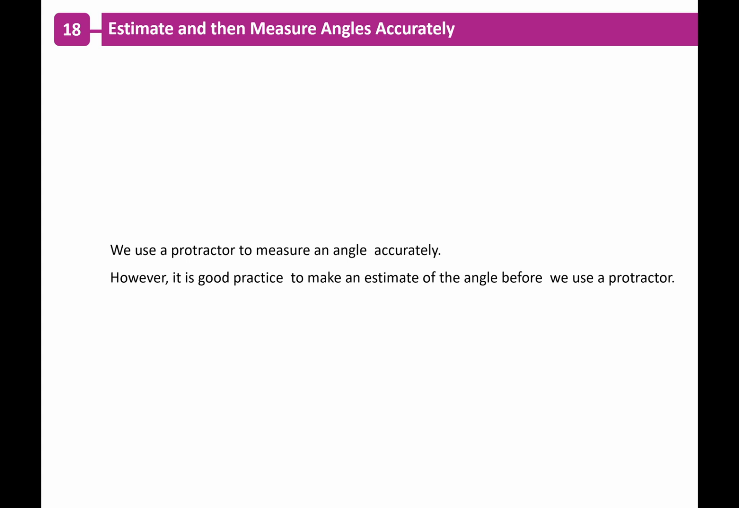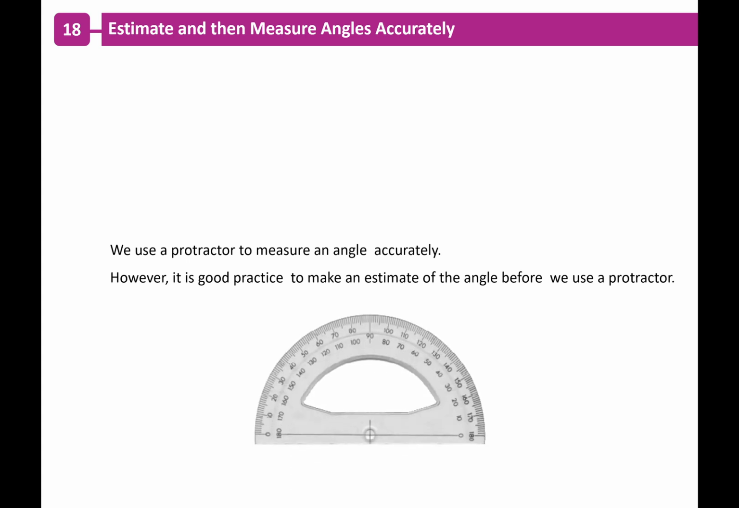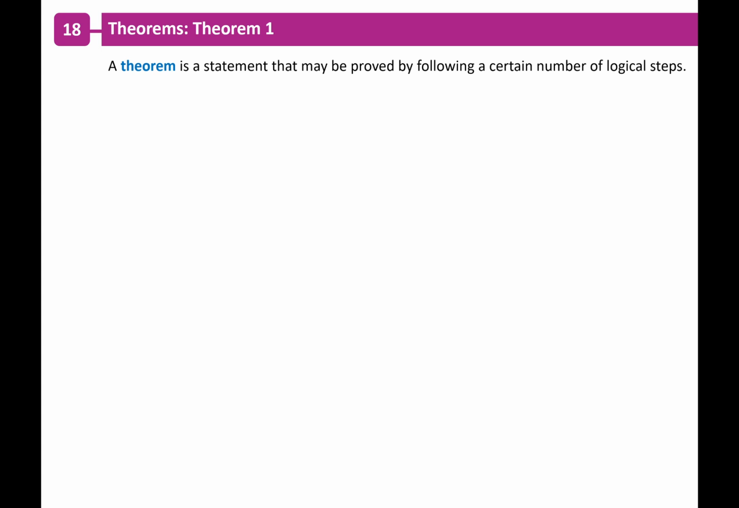Usually we use a protractor to measure an angle accurately. In your protractor you have an outside scale, an inside scale, a baseline and a center point. These are used to measure your angle. However, today we are going to look at certain theorems, i.e. rules that we know about angles, to find an angle value even if we don't have a protractor. A theorem is a statement that may be proved by following a certain number of logical steps.